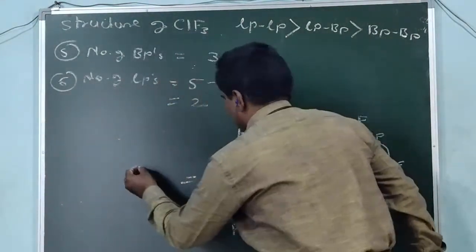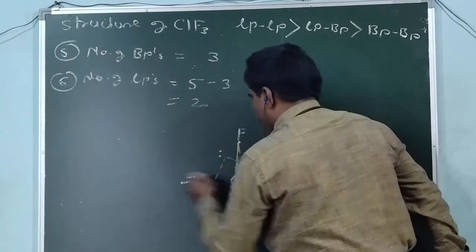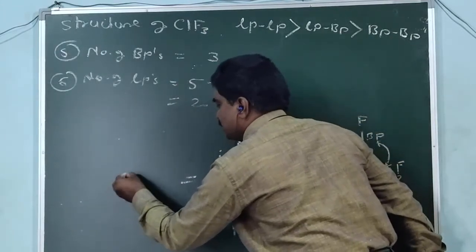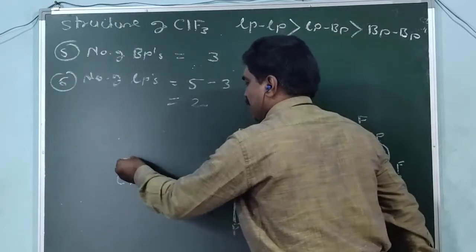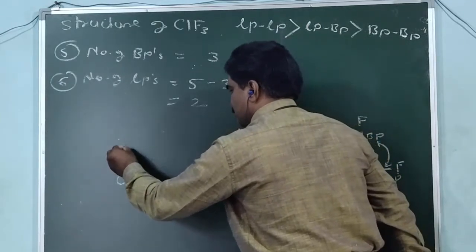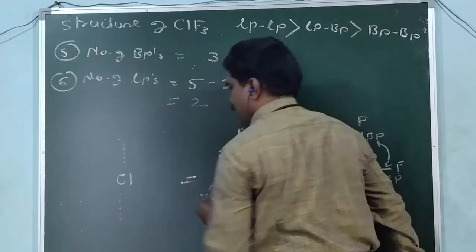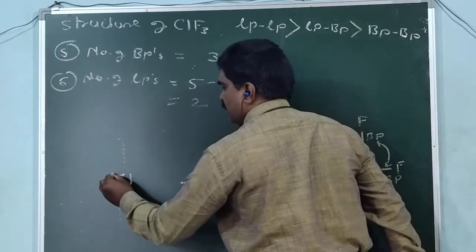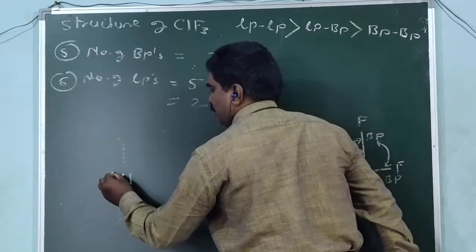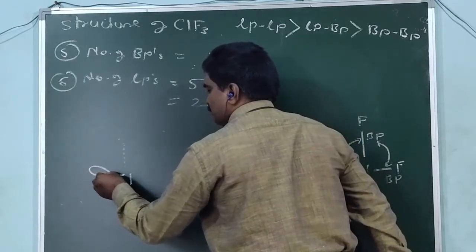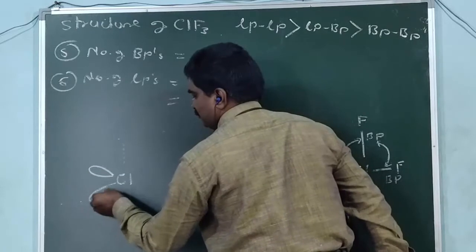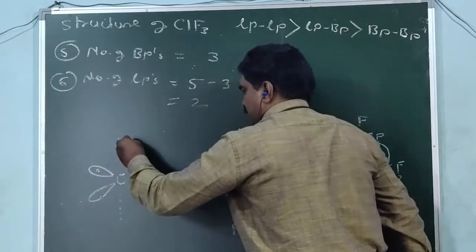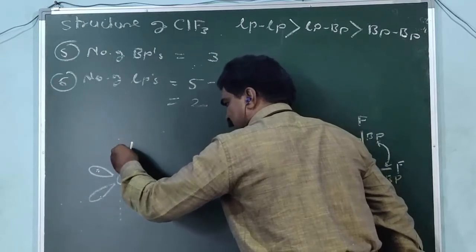So the shape of ClF3 becomes, suppose here there is a central Cl, then suppose this is the original position of the axial fluorine. Here there are lone pairs, but it slightly gets tilted, you see.